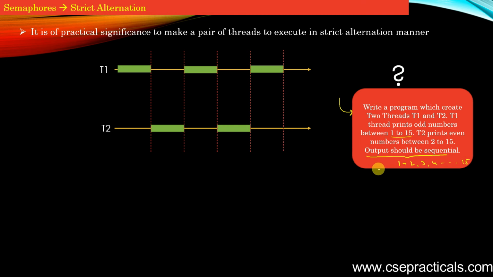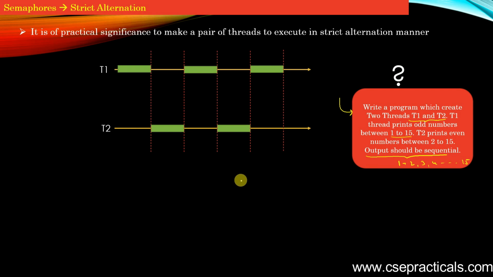So the solution of this problem is that you need to synchronize threads T1 and T2 in a way that they execute in a strict alternate manner, right? I would request you to pause the video and try to attempt a solution by yourself, because now I'm going to discuss the solution to this problem. So please pause the video and think about the solution before going forward.